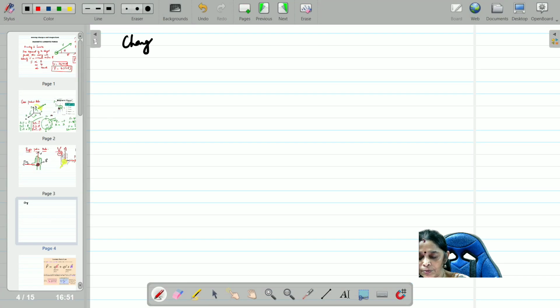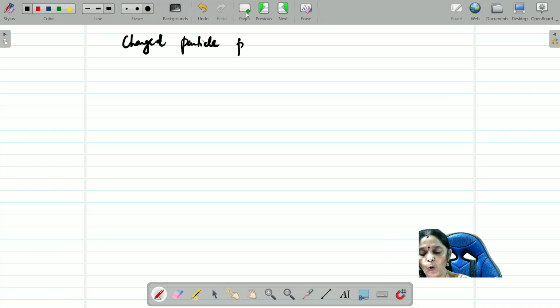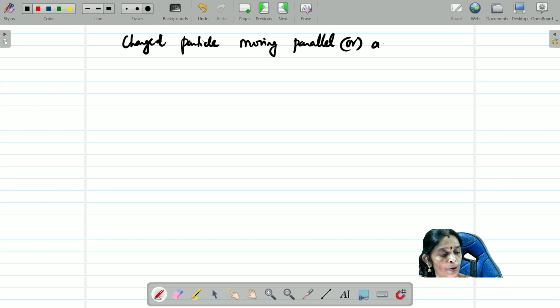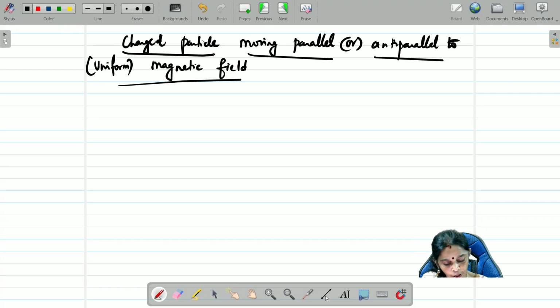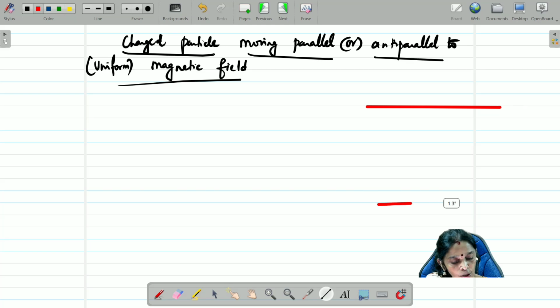Charged particle moving parallel or anti-parallel to a uniform magnetic field. So let me draw the uniform magnetic field. This is a uniform magnetic field, which is acting along the x-axis, children.